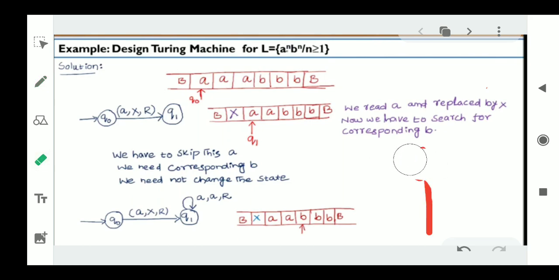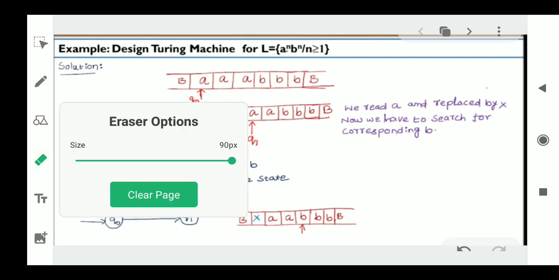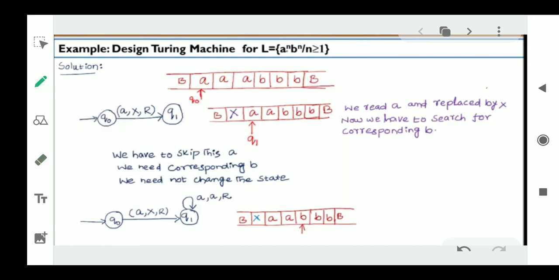So in the first step, what we have done here is we have replaced small a with capital X, and after that we have encountered many small a's, 2 small a's. We have not replaced them. Why? Because we are searching for the corresponding b. Whenever you have seen an a, you have to go searching for the corresponding b. In between, if you get any number of the same symbols, we will not take care of them, and we will not replace them.